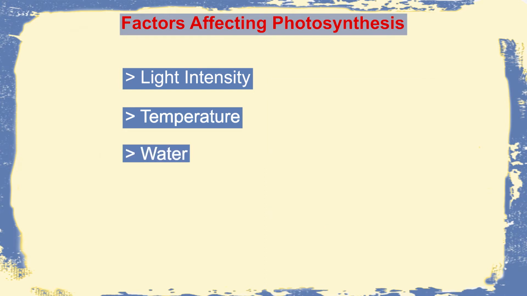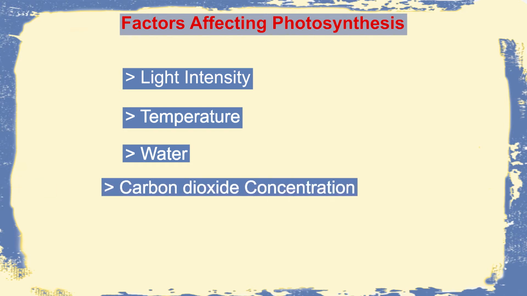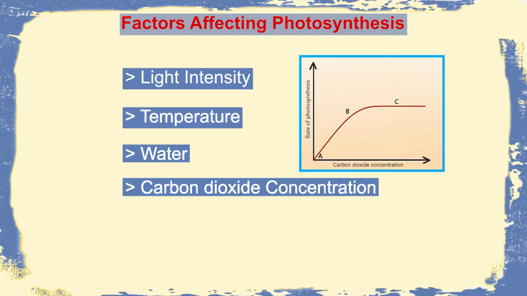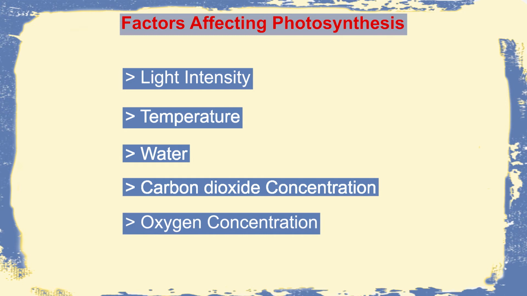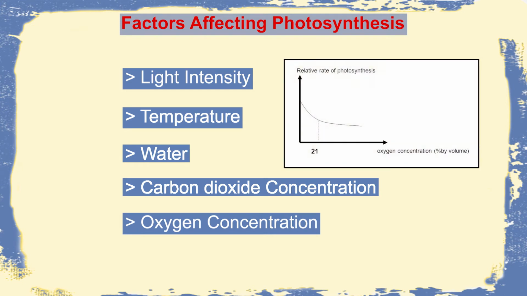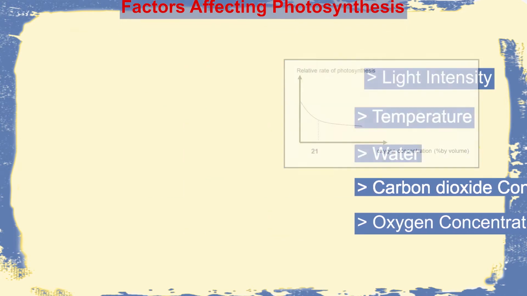Of course, water is important because plants absorb excess of water. To whatever amount they are needed, they absorb excess and liberate out the excess water. Carbon dioxide concentration is so important because carbon dioxide is ultimately getting reduced to produce sugar. So definitely a carbon dioxide increase will increase the process of photosynthesis. Oxygen concentration has a negative role because oxygen is an end product. So the more oxygen liberated, the lesser will be the rate of photosynthesis.